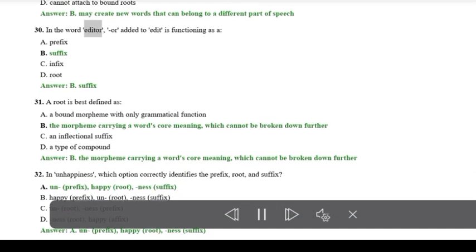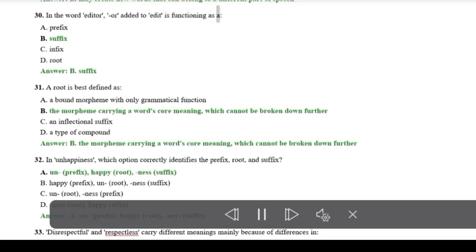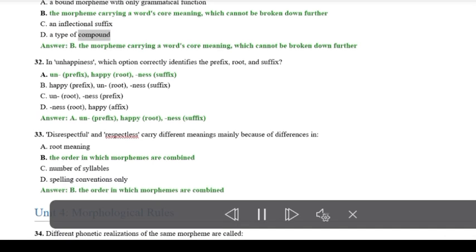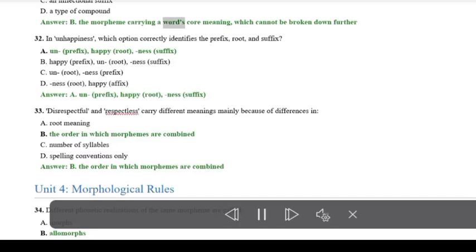30. In the word editor, or added to edit is functioning as A. Prefix. B. Suffix. C. Infix. D. Root. Answer: B. Suffix. 31. A root is best defined as A. A bound morpheme with only grammatical function. B. The morpheme carrying a word's core meaning, which cannot be broken down further. C. An inflectional suffix. D. A type of compound. Answer: B. The morpheme carrying a word's core meaning, which cannot be broken down further.